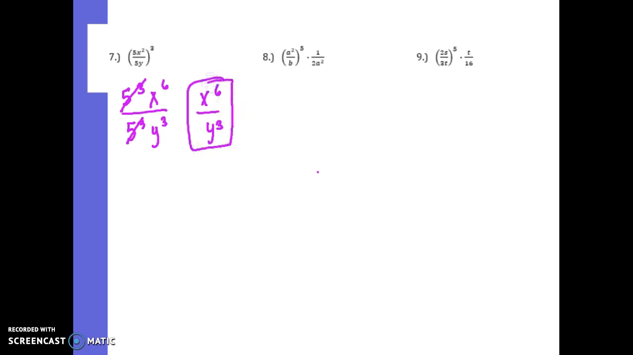Okay, number 8, we would get a to the 2nd, and then we took it to the 5th, it would be a to the 10th power divided by b to the 5th times 1 over 2a squared. Okay, now we're going to go straight across. So when we do that and multiply, because we're multiplying fractions, we're going to get a to the 10th divided by 2, okay, and it's going to be a squared and then b to the 5th. Okay, I like to put my variables in alphabetical order. All right, makes it easier to simplify.